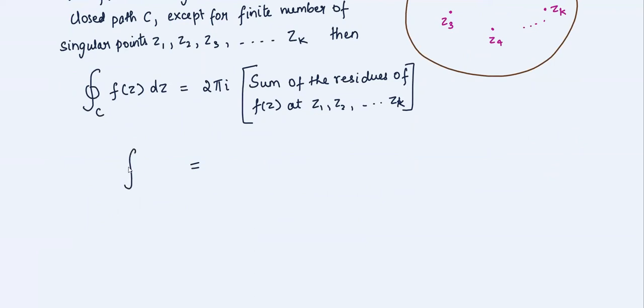So the residue theorem says the integral of f of z dz is 2 pi i. Suppose there is only one point, there will be one residue. Otherwise, it will be a summation, summation of j equal to 1 to k of residue at z equal to zk of f of z. This is the residue theorem.